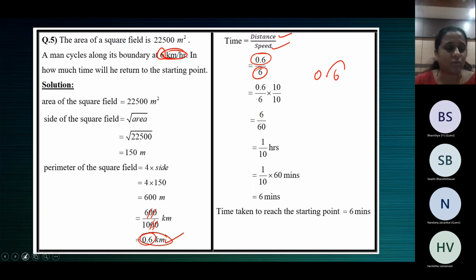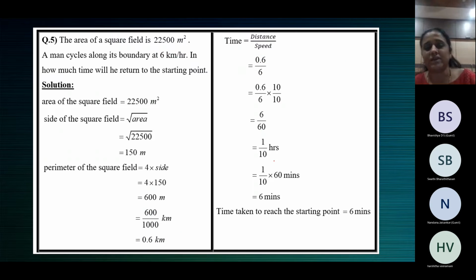Since the speed is in kilometers per hour, time will be in hours. You'll wonder how you know you should write hours. Why not minutes or seconds? It's hours because the speed is in kilometers per hour. So the answer you get for time will be in hours. Now we don't understand what this 1 by 10 hours is.